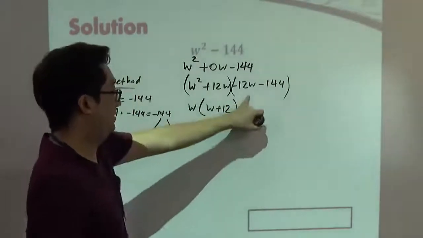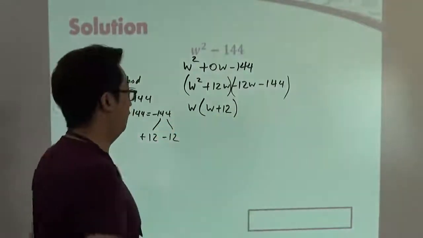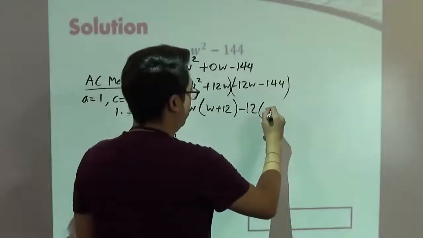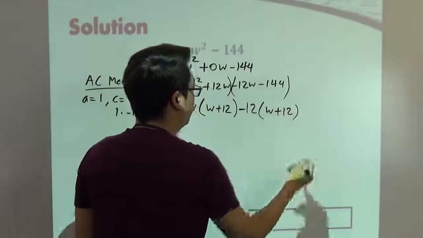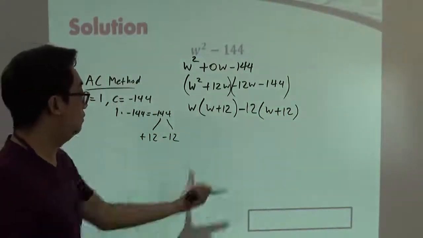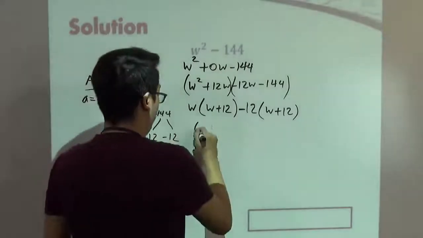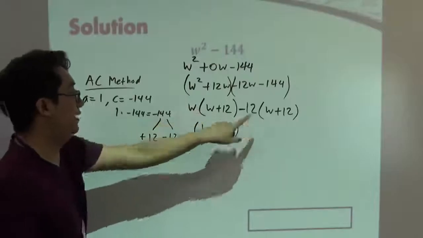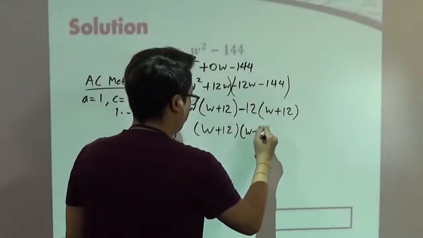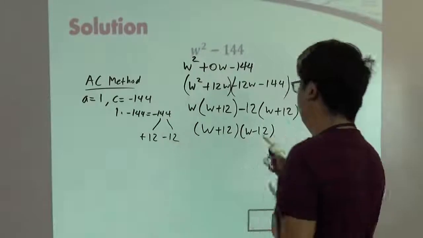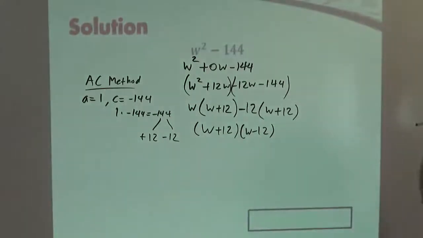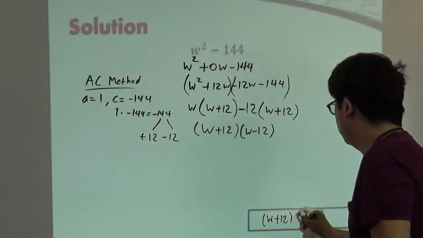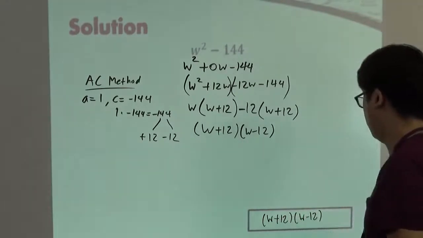And then I look at my second set of parentheses, negative 12w minus 144. I can factor out a negative 12. And I'm left with w plus 12 again. So, my parentheses are the same. I factor that out. And my leftovers are w minus 12. So that should be the factored form of our quadratic expression. So let's write this as w plus 12 times w minus 12.